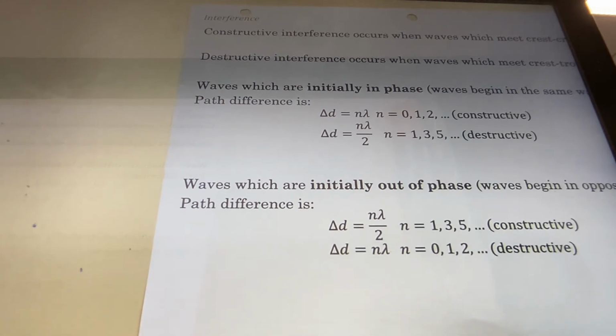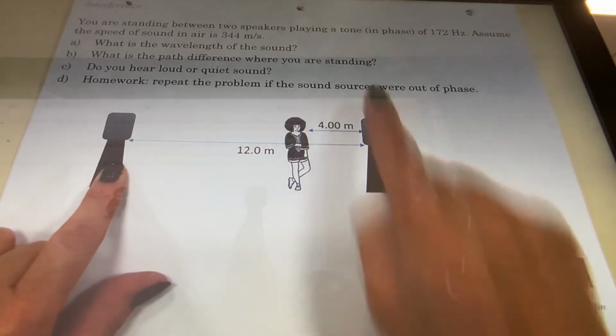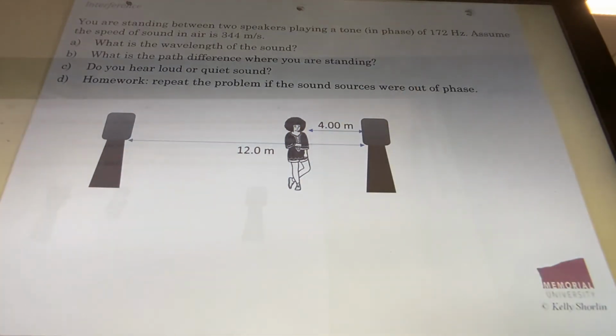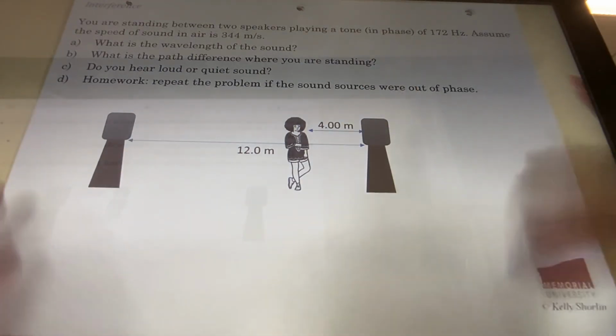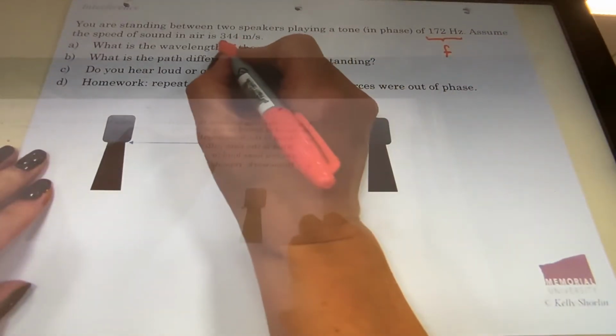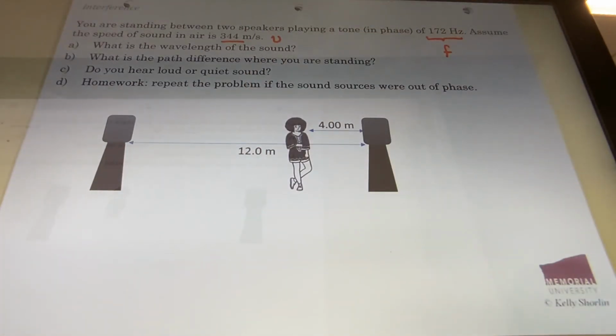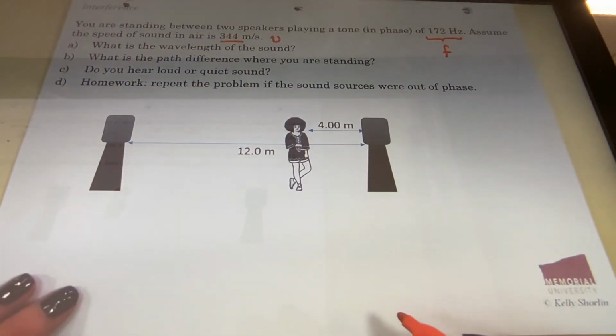Let's try our last problem. It's really quick, and I'm going to hope we can get through it. Okay, so here's you. You're standing in between two speakers. They're playing a tone in phase of 172 hertz. So this is the frequency. Assume the speed of sound in air is 344 meters per second. There's our V. And here's you and your two speakers.